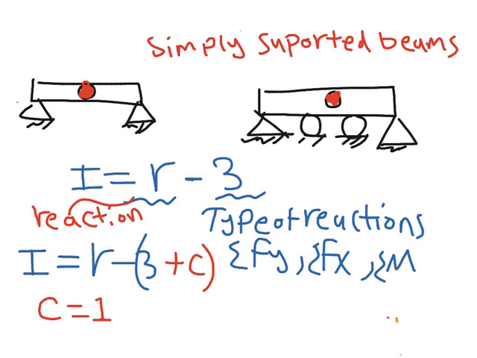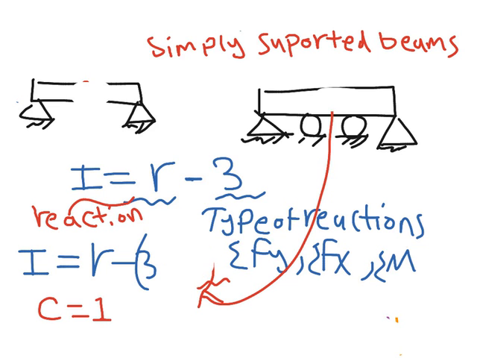A really important note here: if we have a hinge between those supports, this hinge is going to affect this equation, and we denote it by C. So I equals R minus 3 plus C. If we don't have those two hinges, then this part of the equation disappears. If we have those hinges, then we should add this value of C into this equation.